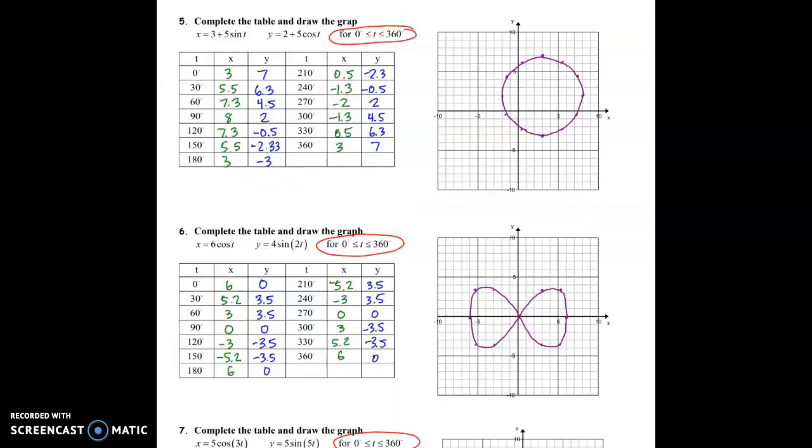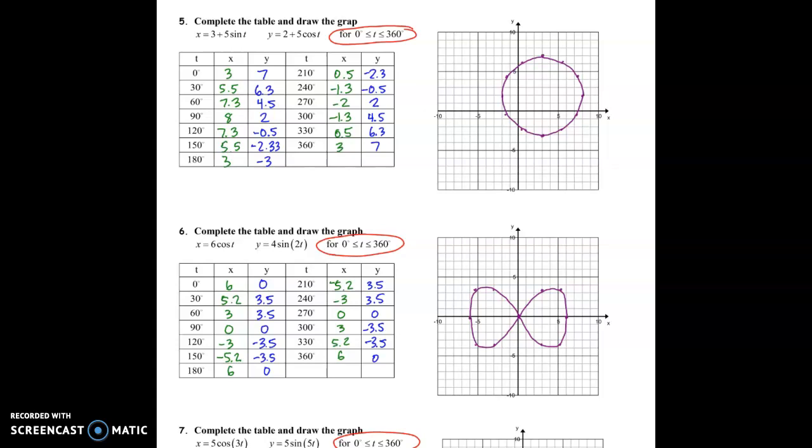Okay, so here are our solutions for number 5 and 6. Number 5, again, we get another circle. So you put your two equations into your calculator and do your table. In this table, you're going to start at 0, going by 30 degrees. T min is 0, T max is 360, so that should be the same as last time, and you get a circle. Number 6, you get this cool bow tie shape.